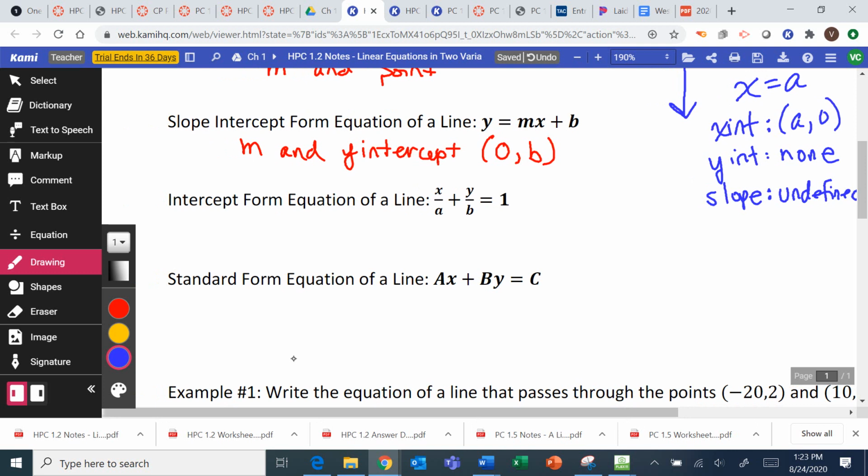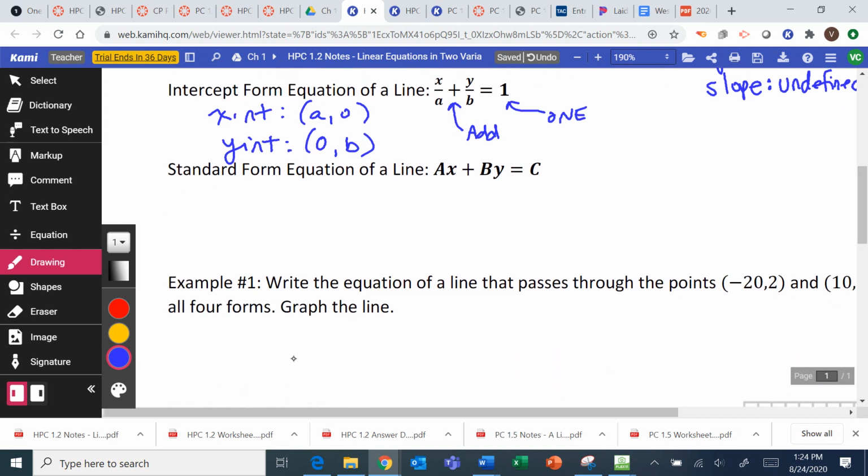Next is called intercept form equation of a line. This equation is x over a plus y over b equals 1. In this equation, the x-intercept is (a, 0) and the y-intercept is (0, b). It's just that easy, if it's in that form. If it is in that form, we will have a plus sign, and it will be equal to 1. If it doesn't have the plus sign, or it's not equal to 1, then it's not in intercept form.